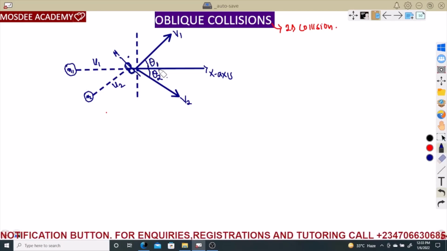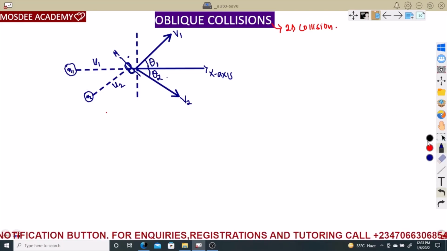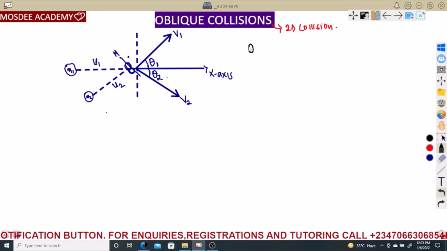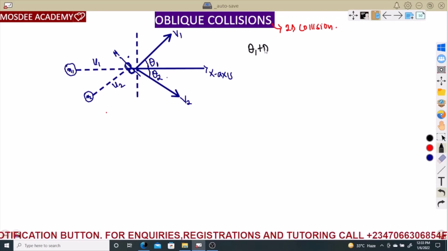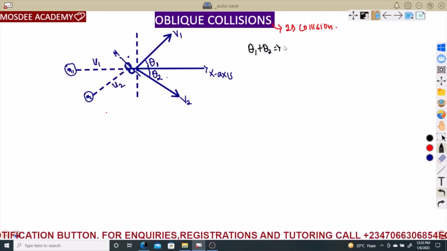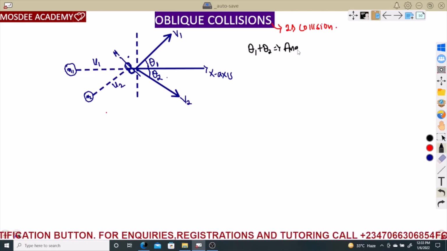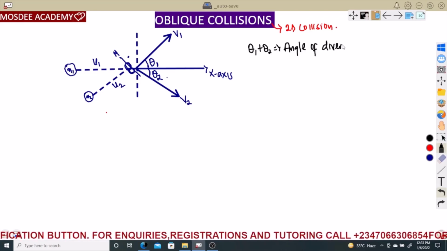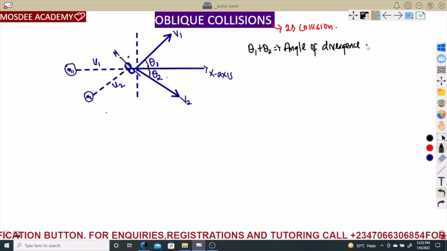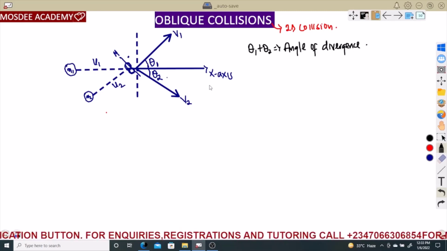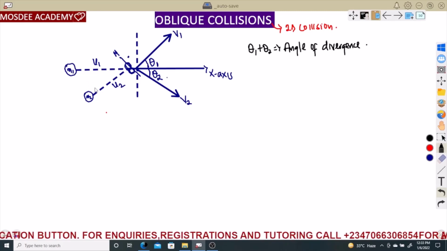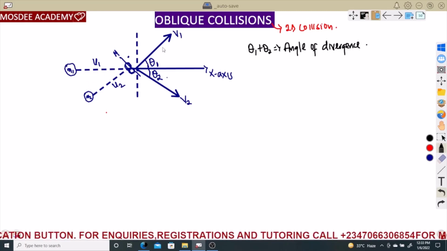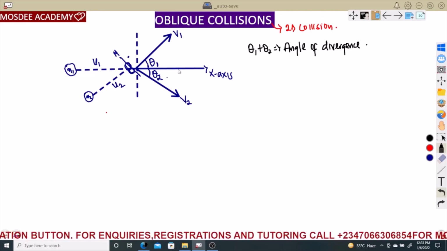Now the angle between these two, θ1 and θ2, is called the angle of divergence, which I believe under light we are still going to talk more about. So angle of divergence. Keep that at the back of your mind. Now we can bring different cases and resolve this into different components. So let's start with elastic collision, which is the most important one.